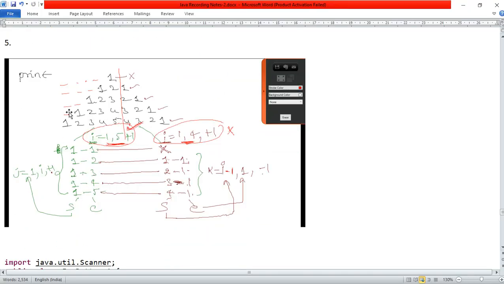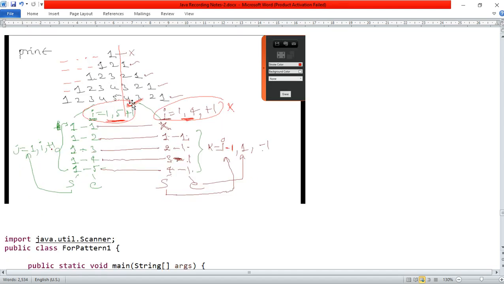Now the next one is this pattern we have to print. Okay. Very, very important. 1, 1 2 1, 1 2 3 2 1, 1 2 3 4 3 2 1, 1 2 3 4 5 4 3 2 1. Like this. This is the pattern we have to print.